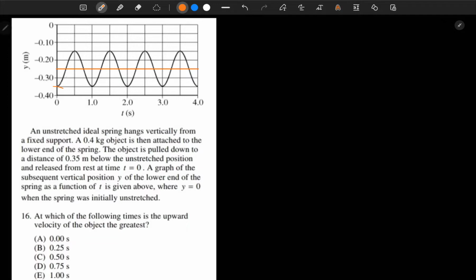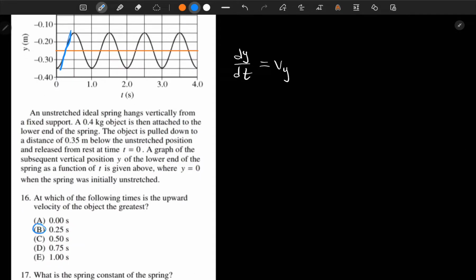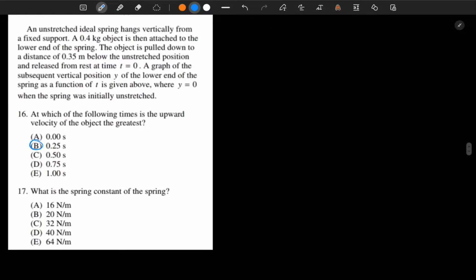So we wish to find when the tangent to this plot as a function of time, or dy/dt, which is the vertical velocity v_y, is the greatest. This occurs at this position here. So the answer here should be B, 0.25 seconds. And we know that because when we project onto the t-axis, it's halfway between 0 and 0.5, which is 0.25 seconds. Then we wish to find the spring constant of this spring.